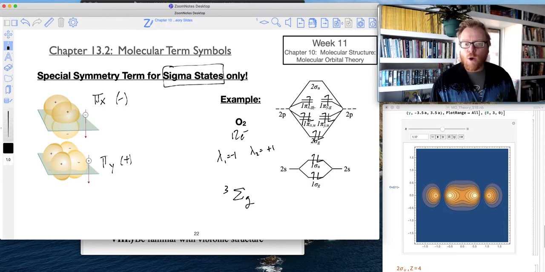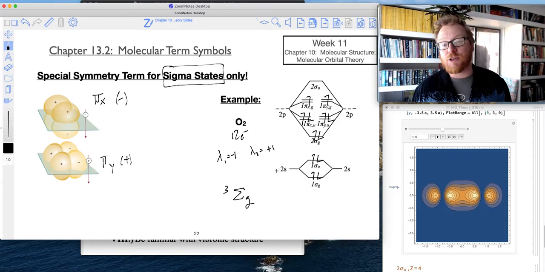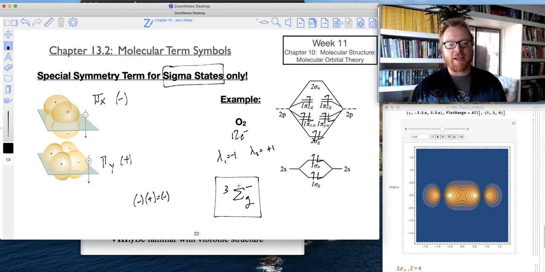And then also, what about my symmetry operation? Okay, well, I've got 1 electron in the X, which is a negative. I've got 1 electron in the Y, which is a positive. And a negative times a positive gives me a negative. So the O2 ground state molecular term symbol is the triplet sigma G minus.